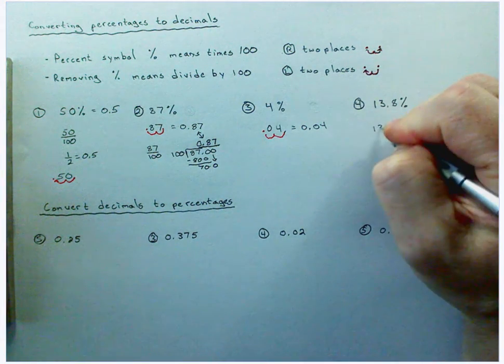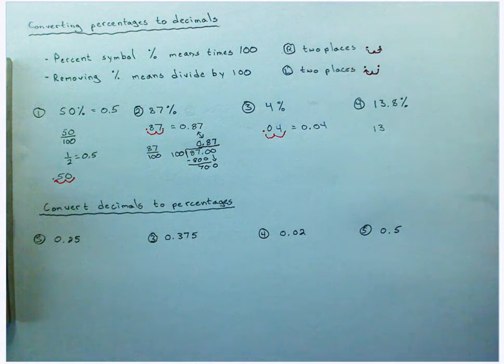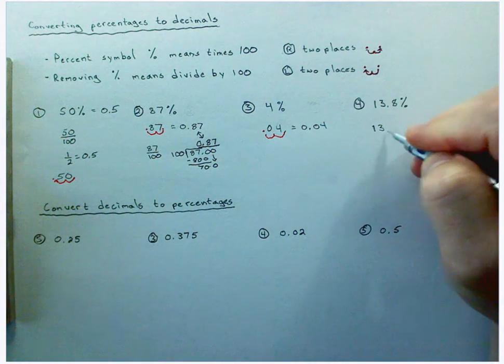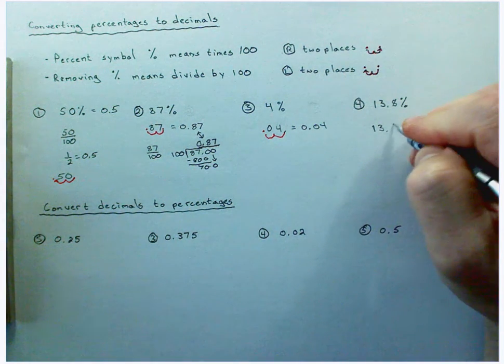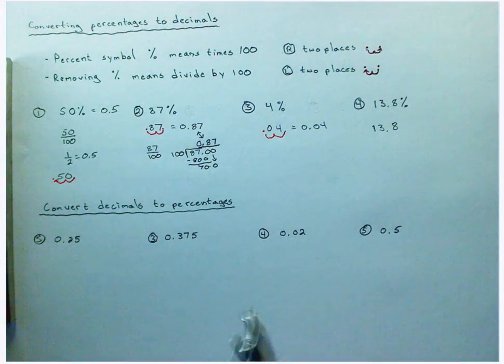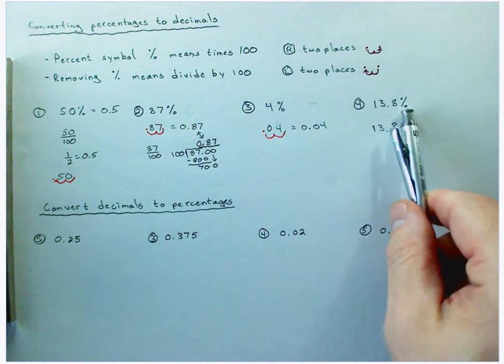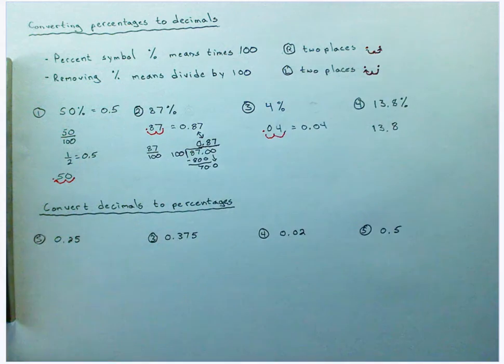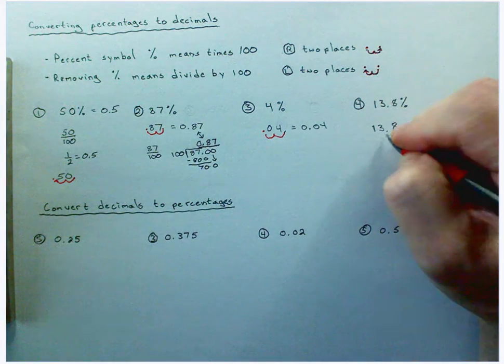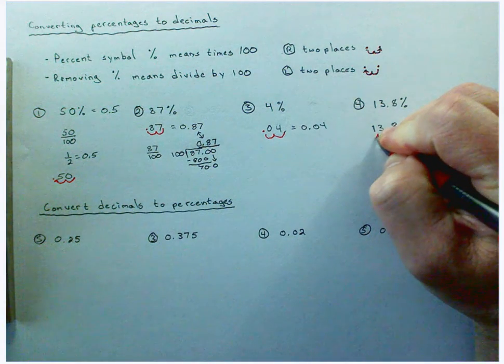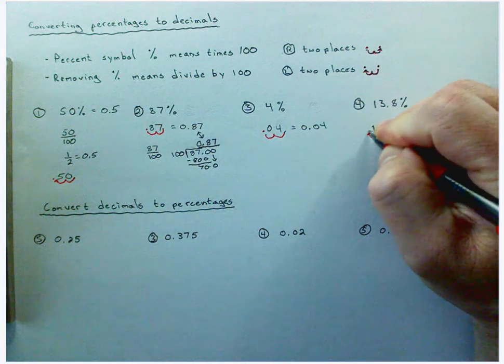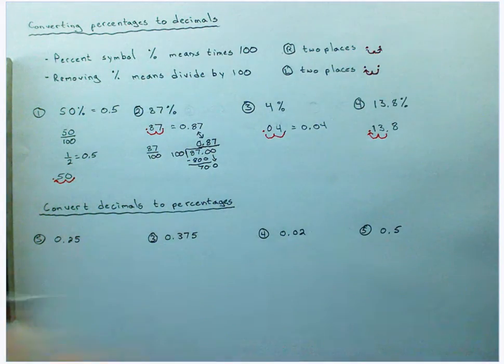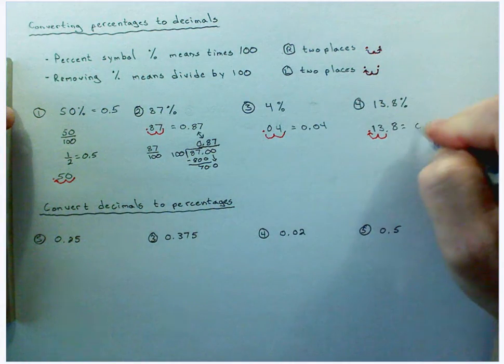13.8%. I actually have a decimal point on this one because I have a number in the tenths place. Again, I'm removing the percent symbol, so that means 2 places to the left is where I move the decimal. 1, 2. That's my new spot right there. So what I'm left with is 0.138.